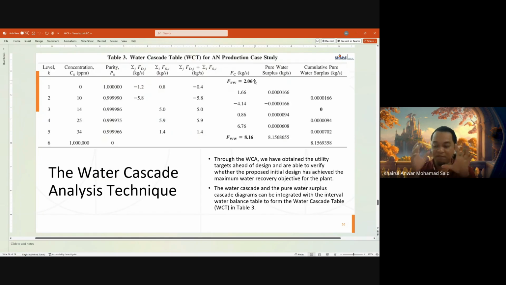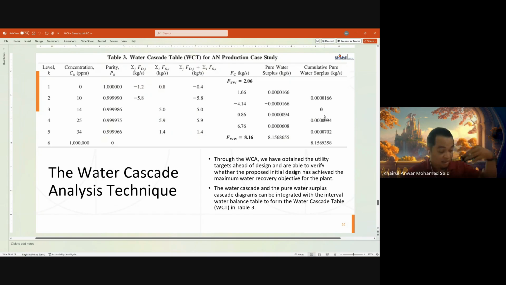So when you do the first table, the value for FFW is 0. With this 0, you will see that the cumulative pure water surplus is actually negative here. But this is only the cumulative pure water surplus.